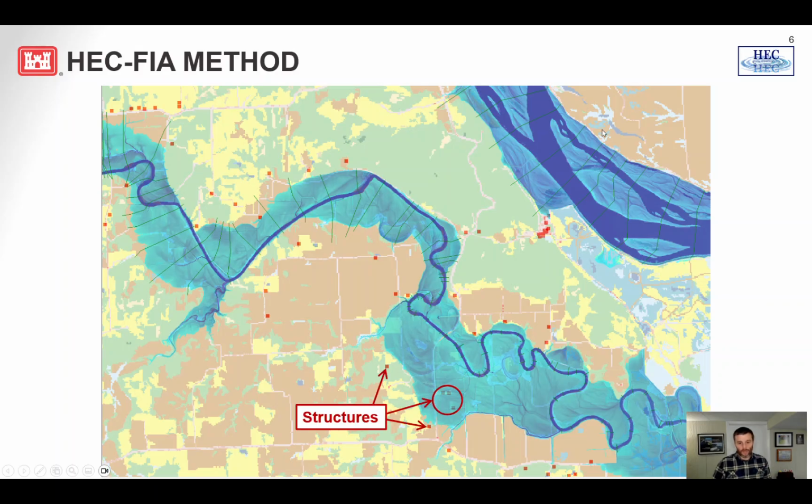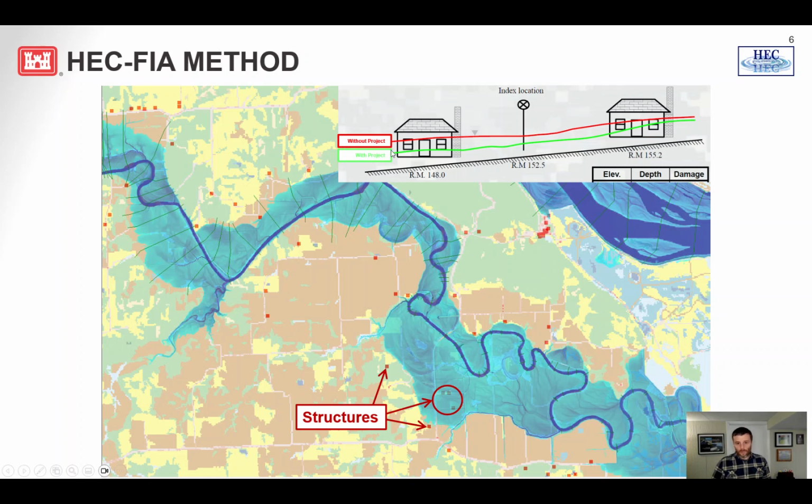So now we can start to look at depth over these structures that are in the floodplain. With a project, a structure might have a certain depth on it, and without project or without reservoir, it's going to have another depth on it. And the difference between those two is your flood damage reduced on those structures. So ideally, this with project won't flood the structure at all, and this red one would be flooding the structure. So you see some significant flood damages reduced.